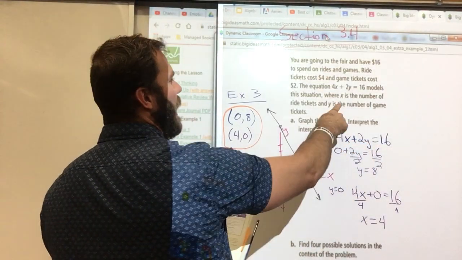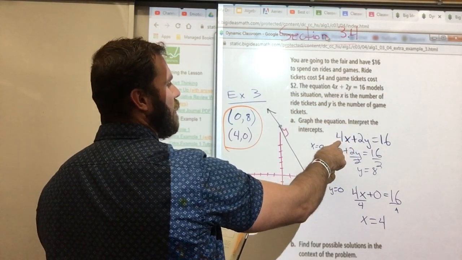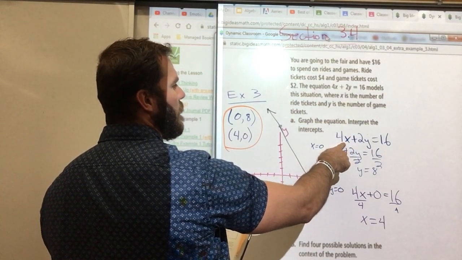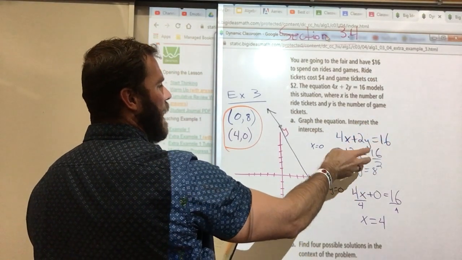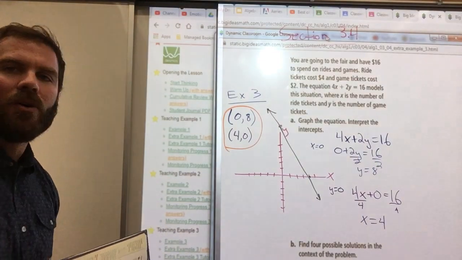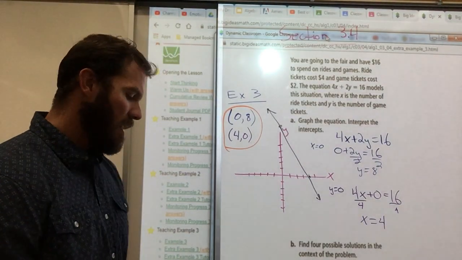So remember, x is the number of rides. Let's say I go on 1 ride. 1 times 4 is 4, right? And I could solve for y, and I would know exactly how much I could do. So this could be very useful, you guys, in real life.